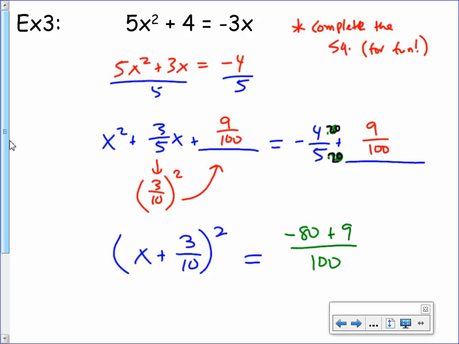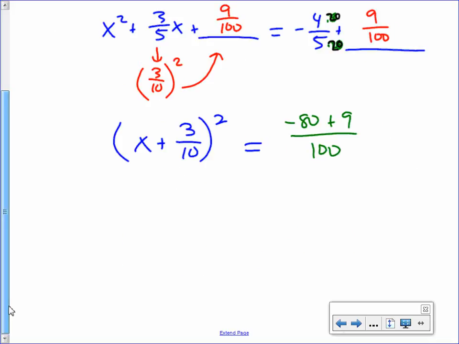All right, here we go. The 3 over 10 is what we squared to get up to there. So when you factor it out, it's a perfect square. So you have x plus 3 over 10 squared equals negative 71 over 100.